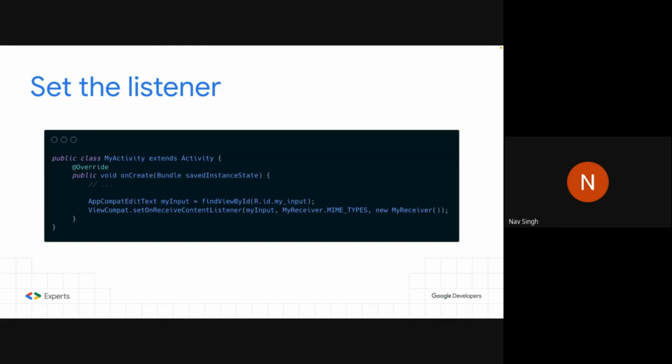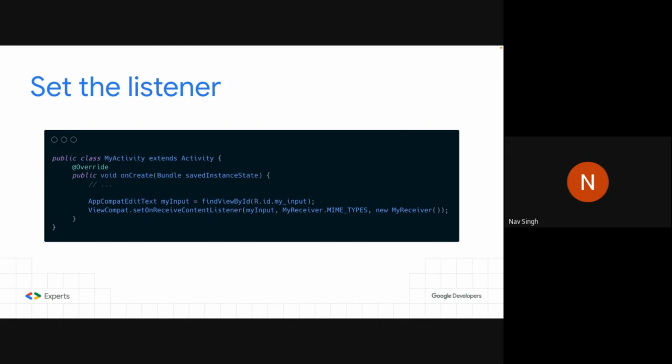The first one is the view where we want to add it. The second one is the mime types, what we want to support. And the third is the receiver implementation, which in our case is my receiver that I implemented previously. These are the three parameters, and from here we are good to go. Whatever you are supporting, you will easily get the content access to those URIs.